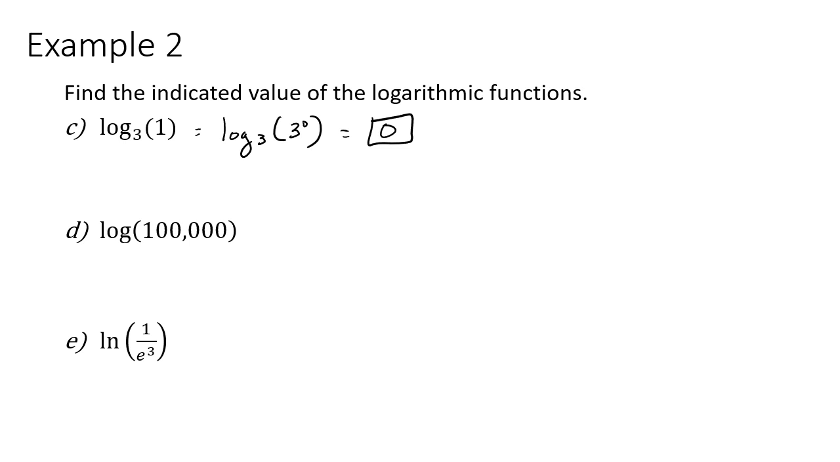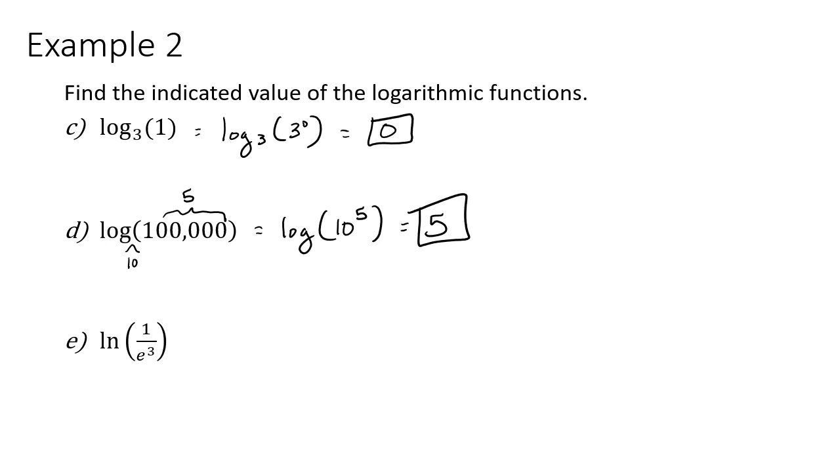For part D, we've got log of 100,000. Again, it's up to you to recognize that because there's no base written here, this is common log, log base 10. And so the goal is to write the inside as a power of 10. Because this is a 1 followed by 5 zeros, 100,000 would be 10 to the 5th power. And so common log, log base 10, and exponent base 10 will cancel each other out, and will just give us the number 5.